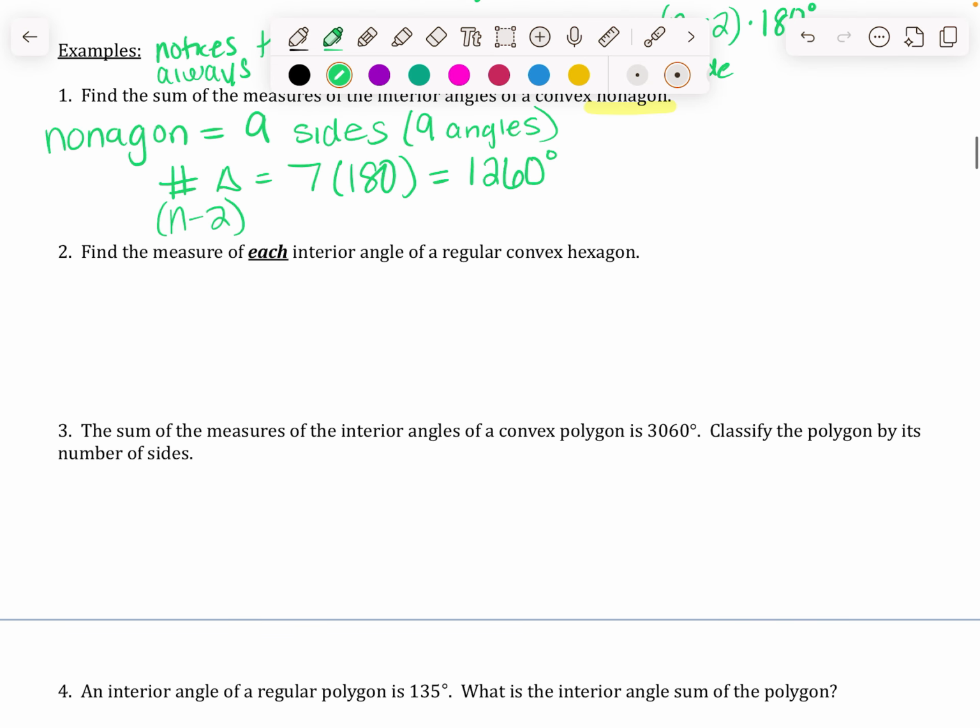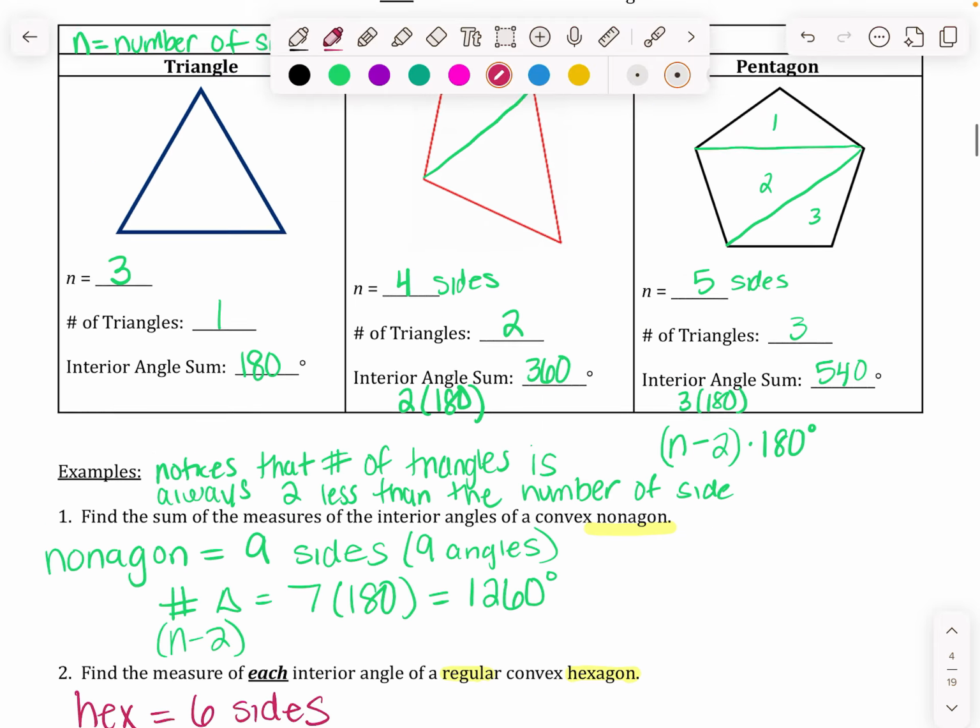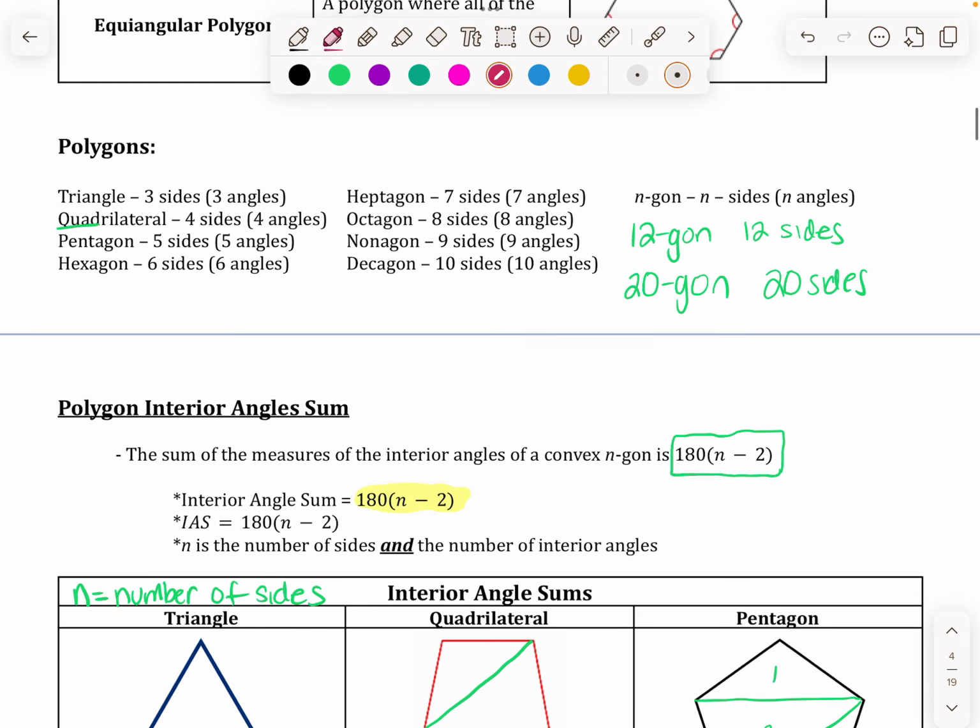All right, the next one. We want the measure of each interior angle of a regular convex hexagon. Keywords here are going to be the word regular and hexagon. So hexagon, remember, is 6 sides. Heptagon is 7, so we have to be careful with the 6, 7. Hexagon is going to be 6 sides. Hex and then hep. I'm just going to double check because I always mess it up.